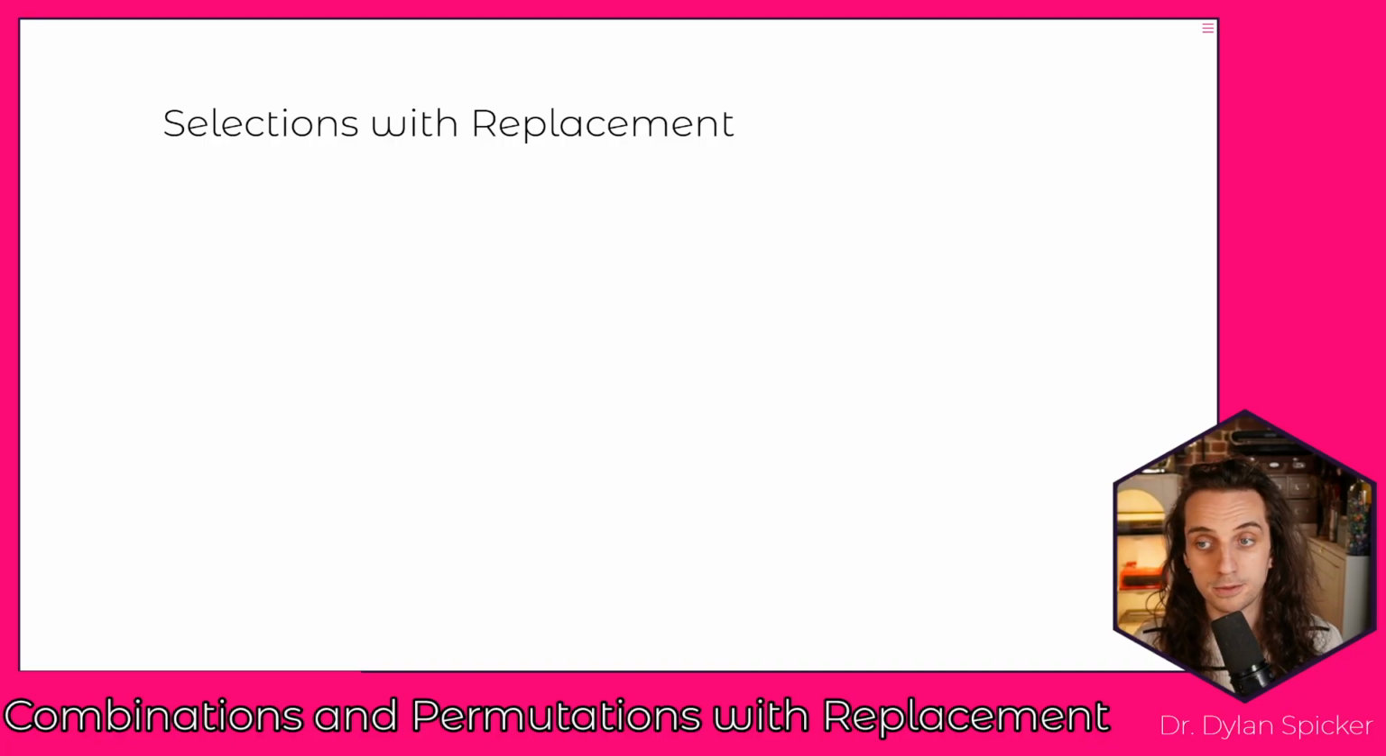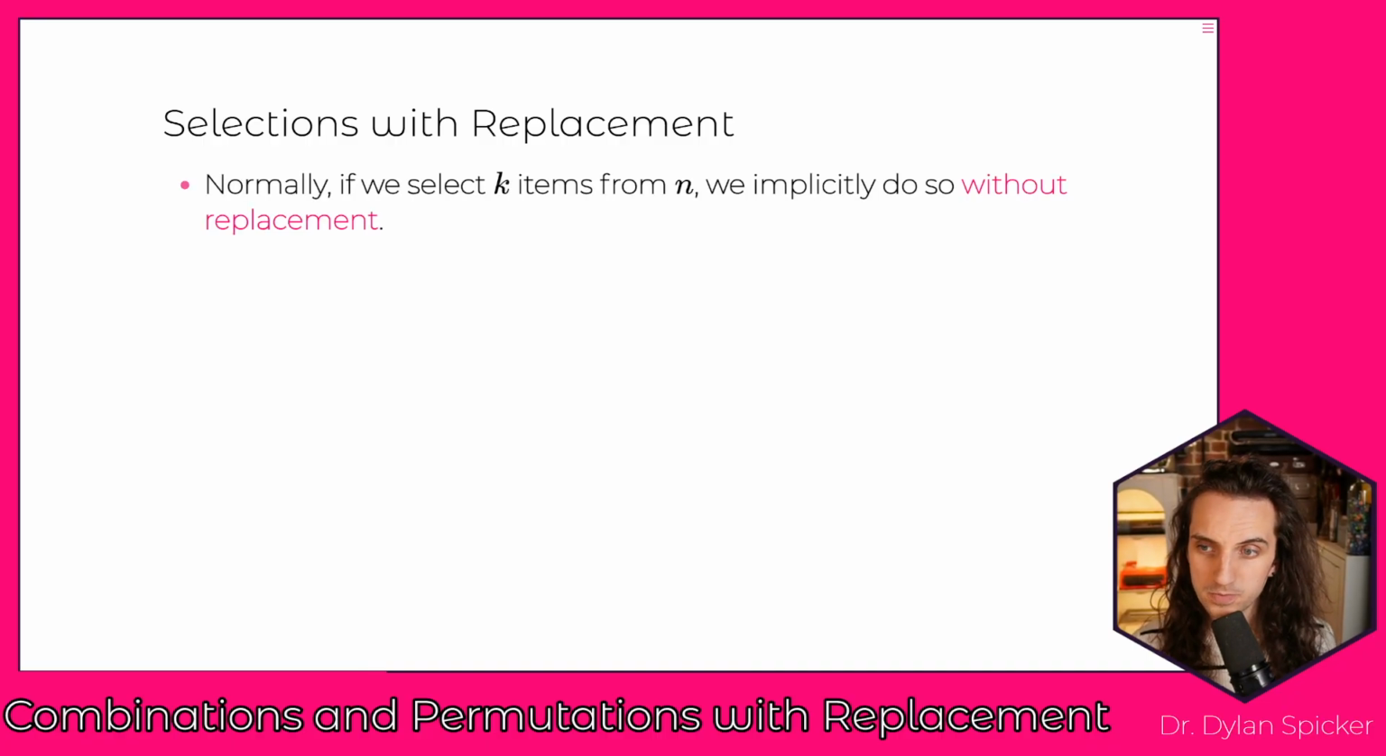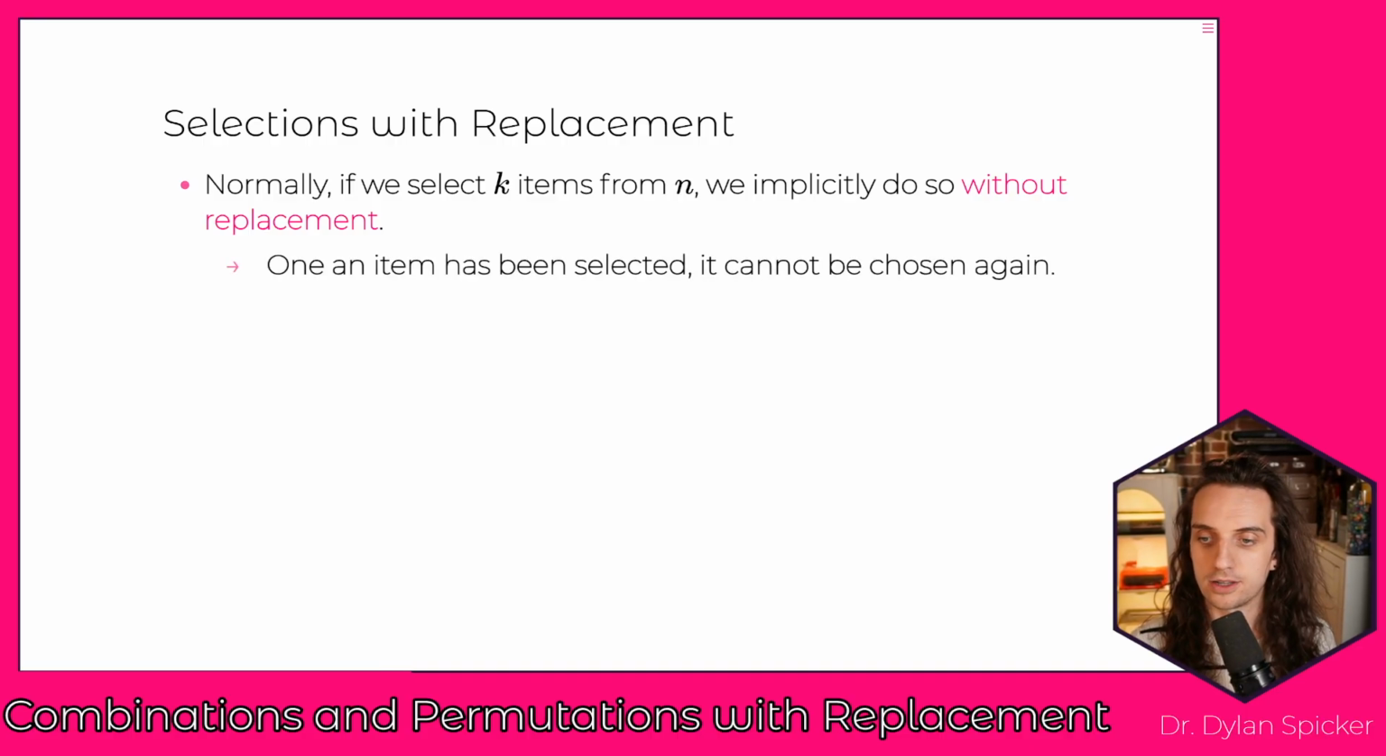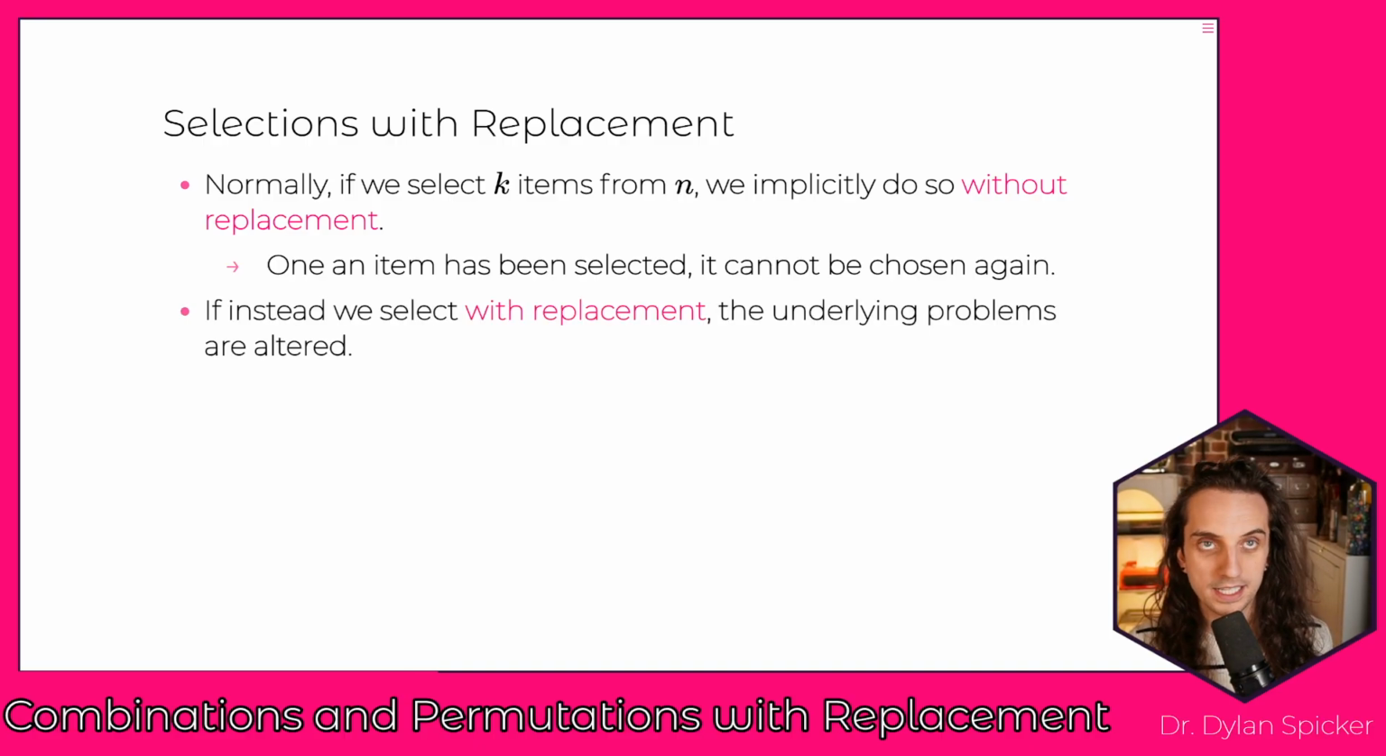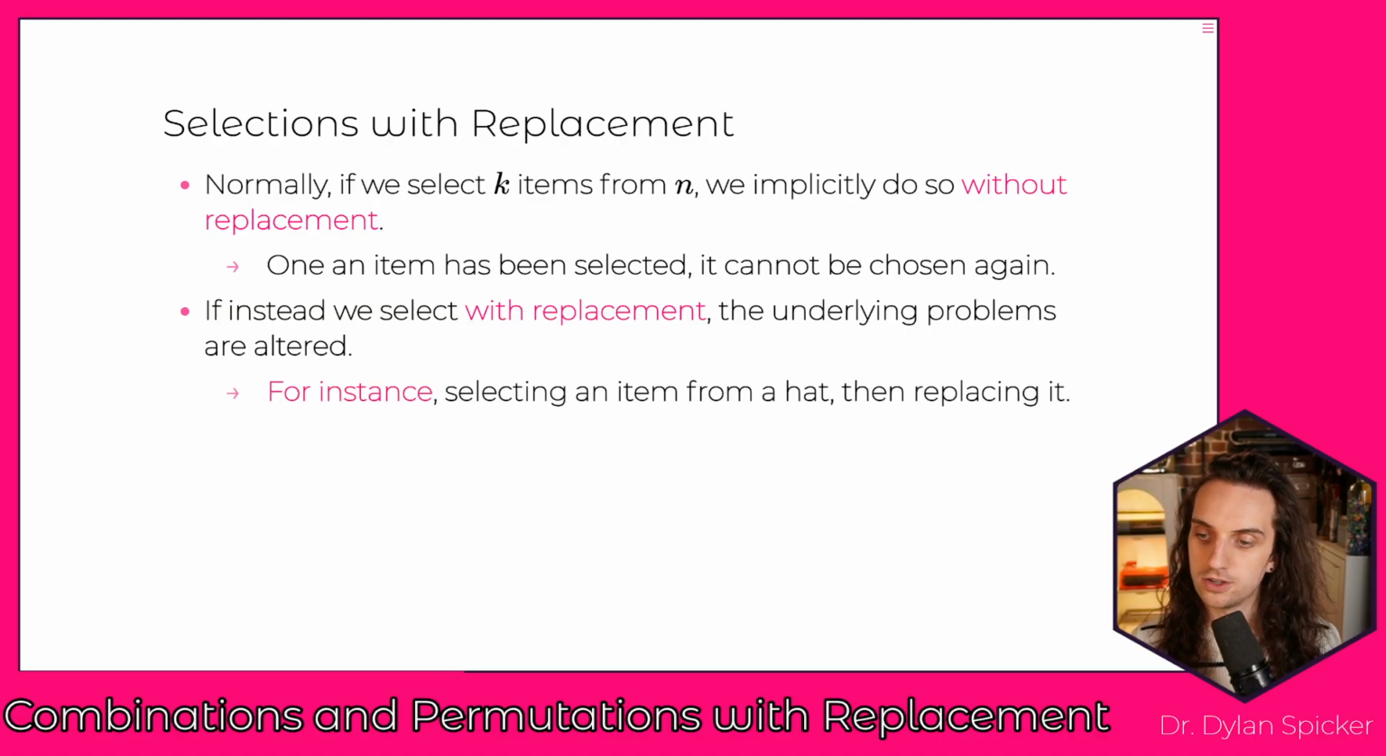And so what are we thinking about with selections with replacement? Well, normally if we select k items from n, we do so implicitly without replacement. If an item has been selected, it cannot be chosen again. If instead we're selecting with replacement, everything is being altered. Selecting an item from a hat and then replacing it is the canonical example here.